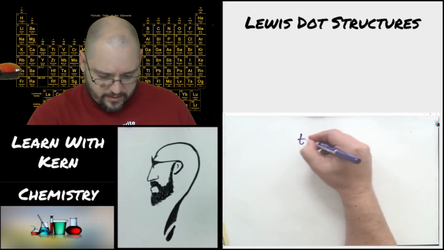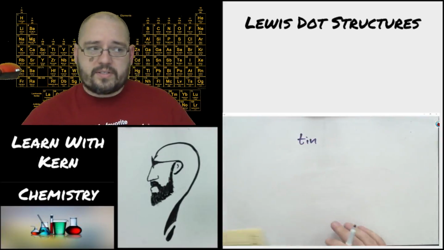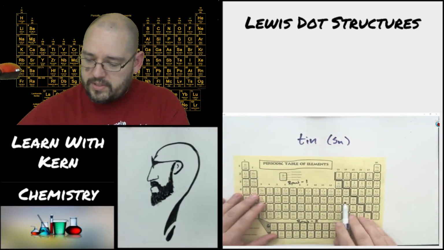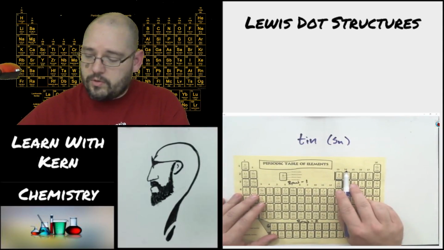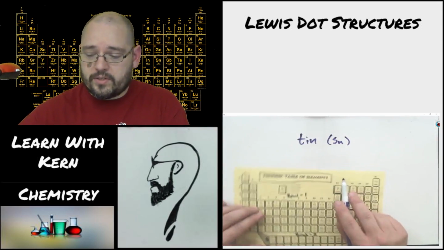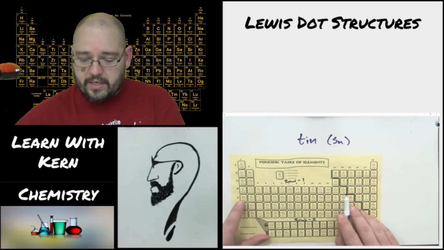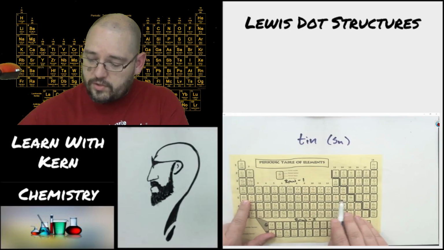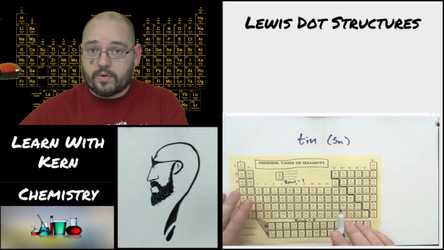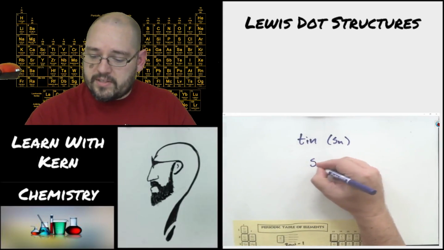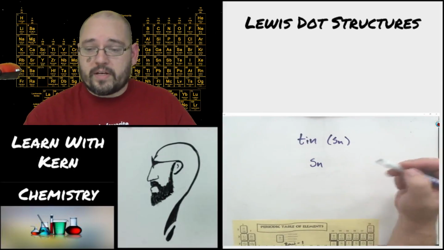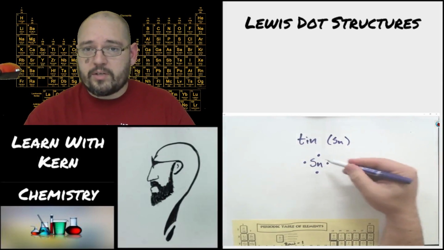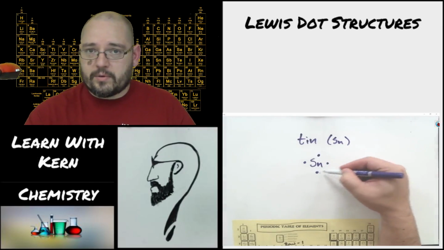All right, so let's try another one. Let's do the element tin. All right, tin's symbol is Sn. Okay, so it's here in group 14. So group 14 means it has 4 valence electrons. And actually, based off of what we just talked about, it's got the 2 in the s here, and then it's got 2 in the p. So 2s and 2p, that's 4 valence electrons. So for tin, I'm going to write the symbol Sn, and then I'm going to write the 4 valence electrons. 1, 2, 3, 4.